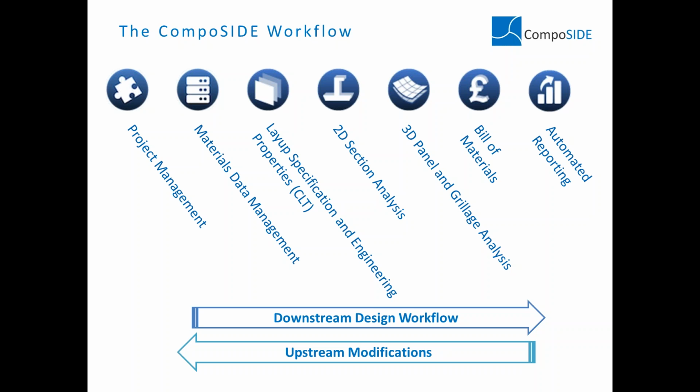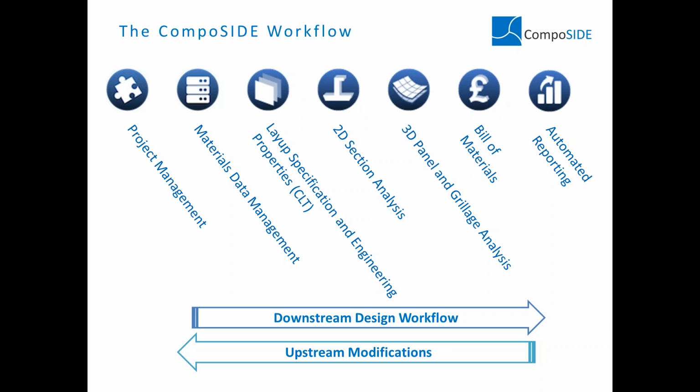Then we've got CMDB, which is our materials data management software. So CompoSIDE does give you a selection of materials to engineer and design with and create bills of materials with. You can input your own properties, generate properties using micromechanical generators, or import your material properties from an Excel spreadsheet, which you may already have. You can also export and link this up with your advanced FEA software such as ANSYS, Nastran, Patran, etc.